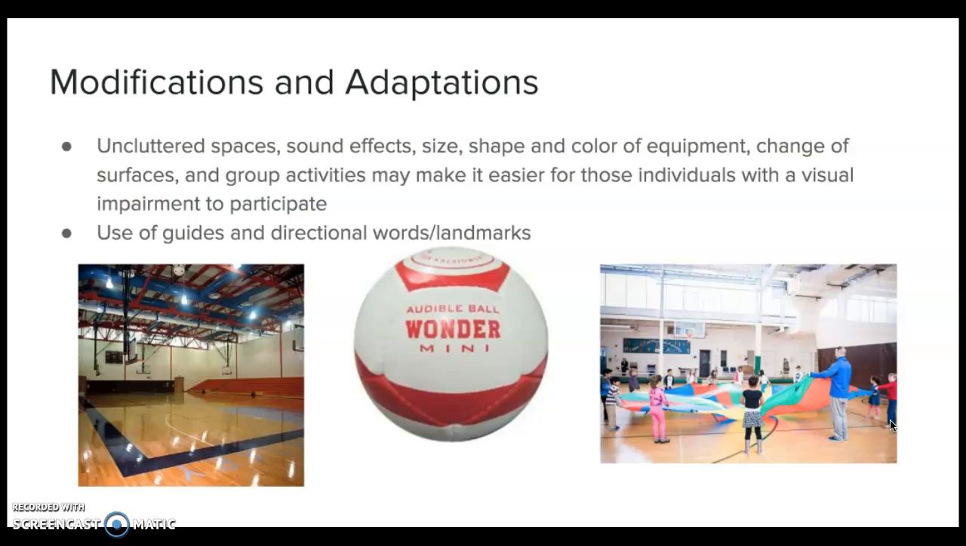And then lastly, group activities might make it easier for those individuals with a visual impairment to participate. So that last picture I put in, one of my favorite activities when I was a kid is that parachute idea. And it's really not a game at all. You have kids run under it and stuff, but I feel like you can really get a good, fun time just whipping that thing up and down. So that's a really cute activity that I thought would be well integrated into a class with students with disabilities.